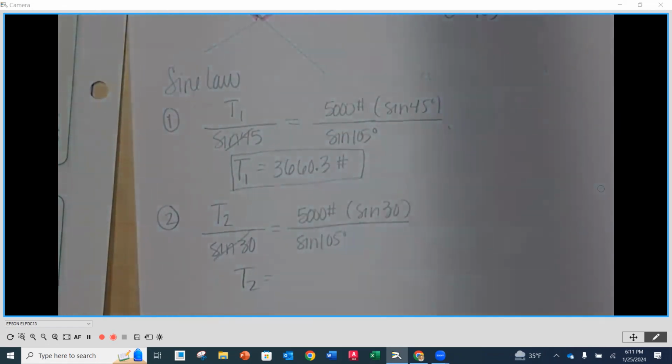Why didn't anybody tell me? I was afraid I'd be wrong. Oh, don't be afraid. I was glancing at my finished product and I actually solved for T2 first instead of T1. We did it in opposite order.